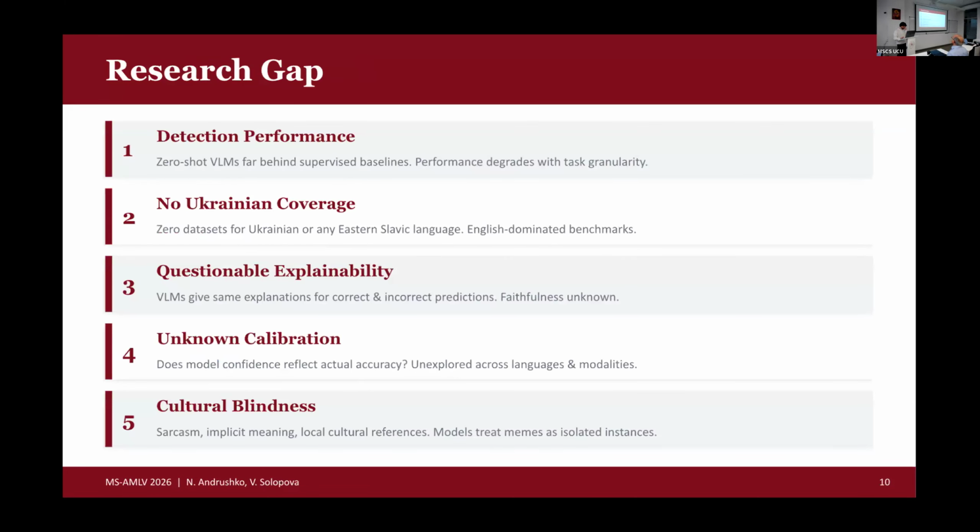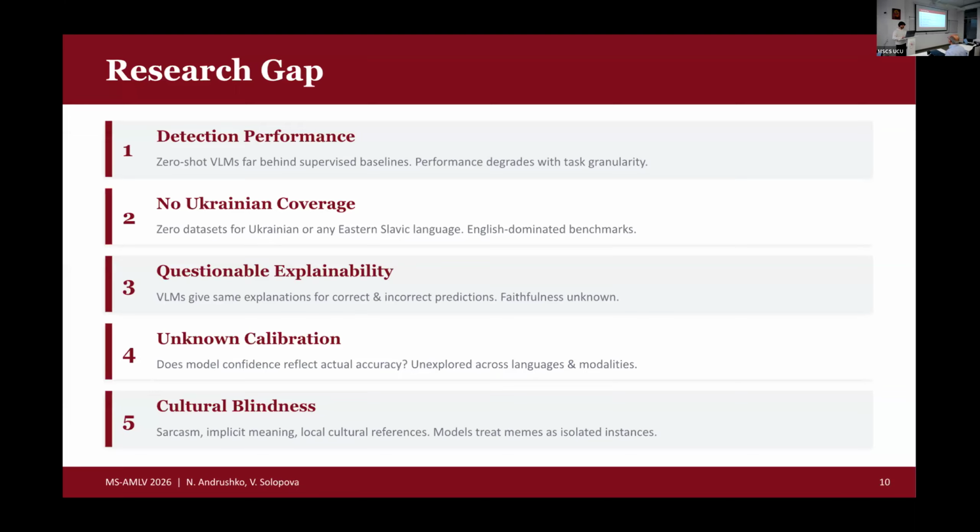Regarding research gaps, I will highlight 5 research gaps that we found. The first one is obviously detection performance. It is quite low. Rare techniques are not detected properly. This is an issue. Second one, benchmarks are totally dominated by English datasets. Sometimes they contain Arabic datasets, but there is no Ukrainian, there are no Eastern Slavic languages at all.